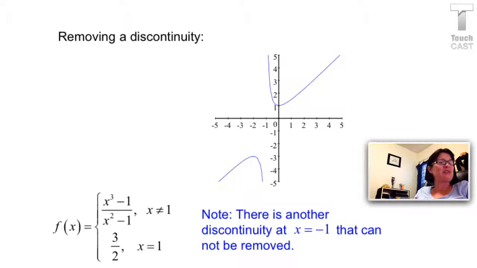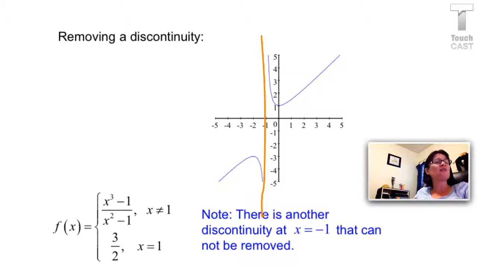Why can't I fix the discontinuity at x equals negative 1? Well, look at the type of discontinuity I have. Here's x equals negative 1. This is an infinite discontinuity. That's an essential discontinuity. It can't be fixed by reassigning one single value.